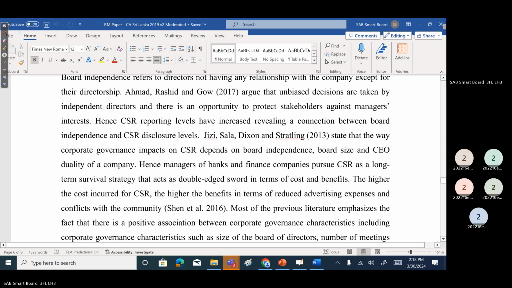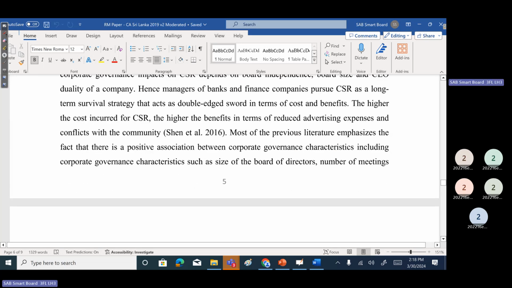Now here it says Gigi, Salah, Dixon, and Starling 2013. Is there something wrong? What's wrong? You should have counted what? Gigi et al. More than three, put et al. Yes, in the morning itself. Come here. Here things are okay. Shen, et al. Do you need a comma? No, no comma. In our reference guide, we said there is no comma required.